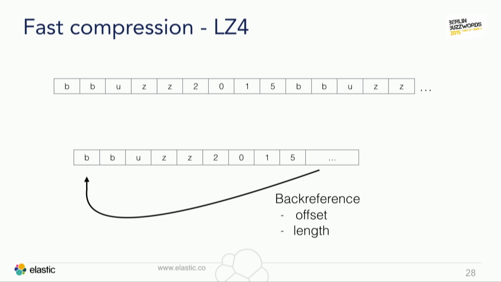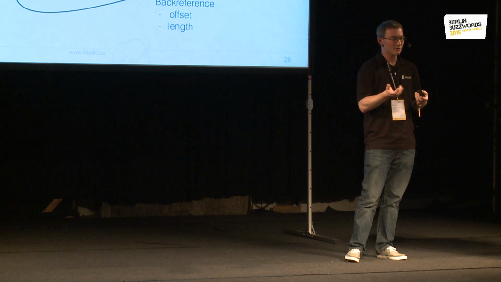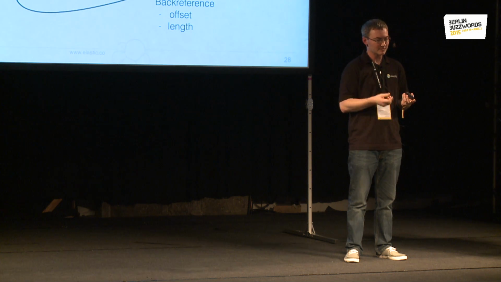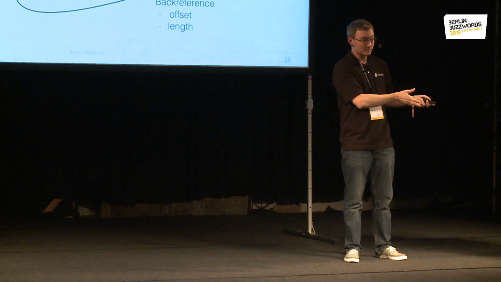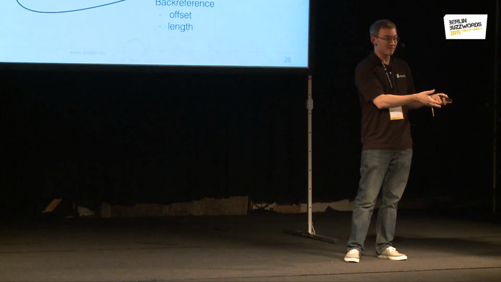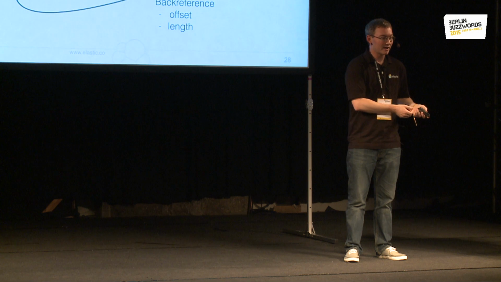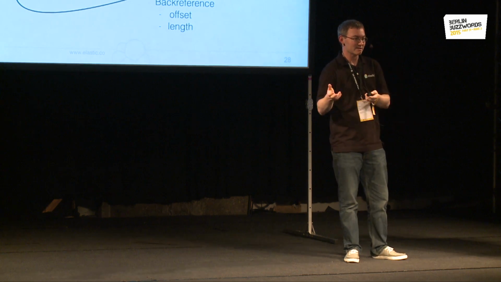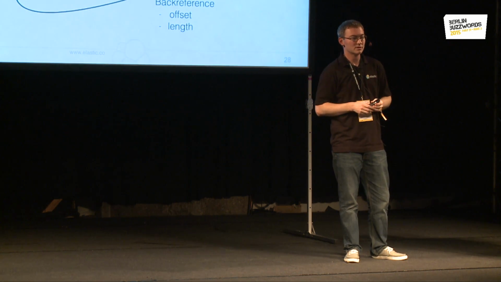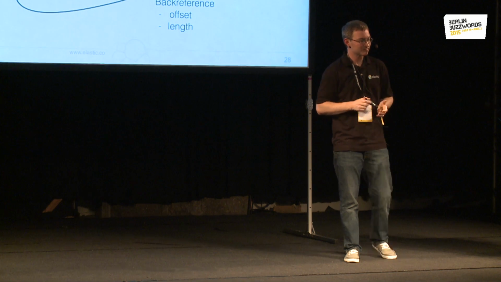And so essentially, we have two different types of entities within the encoded stream of LZ4, LZ77. We have literals, which are the things that I actually wrote out. And then we have back references, these things that are referring back to previous text that we found.